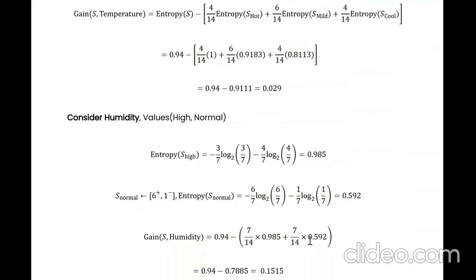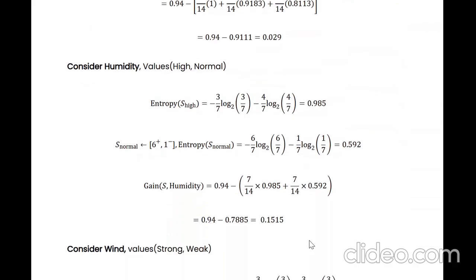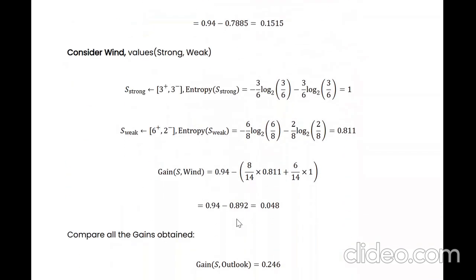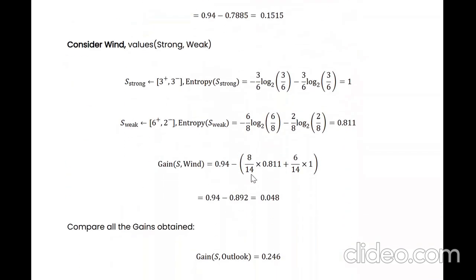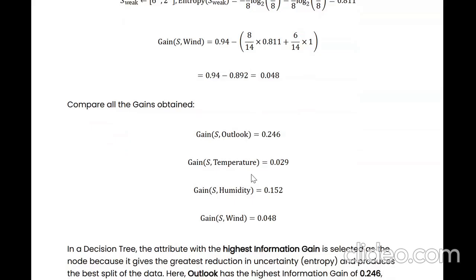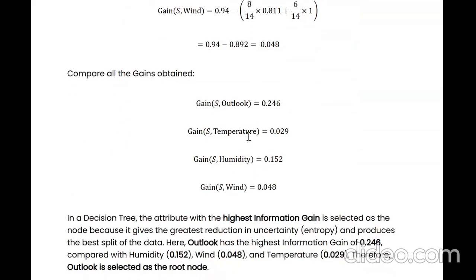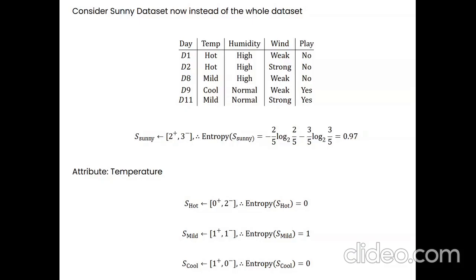Next we are going to consider humidity. Again, we are going to proceed the same way. Then we'll calculate for wind. We will proceed the same way. Next thing that we'll do is compare all the gain values: gain of the data set with respect to output, or with respect to temperature, humidity, wind. Pick up the one with the highest gain, that is 0.246.